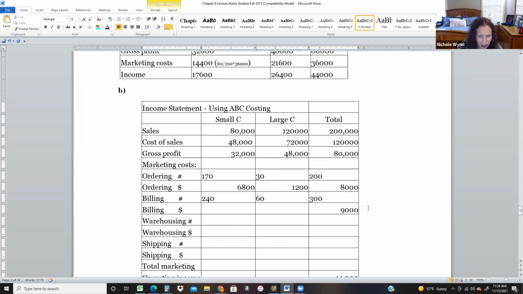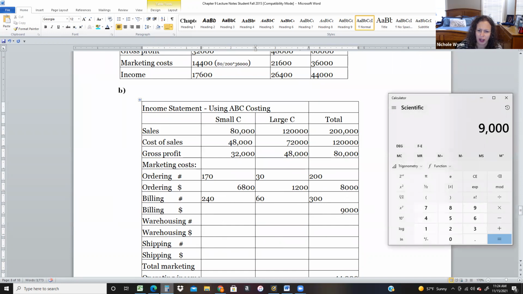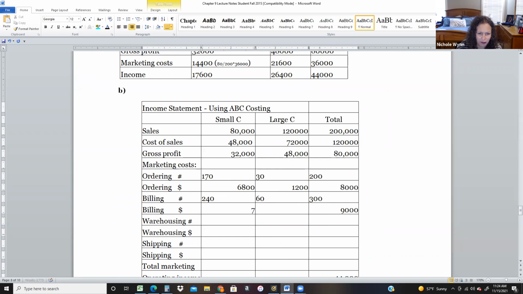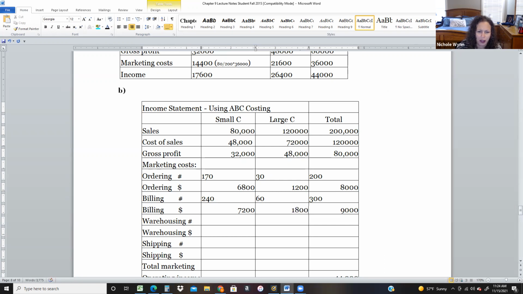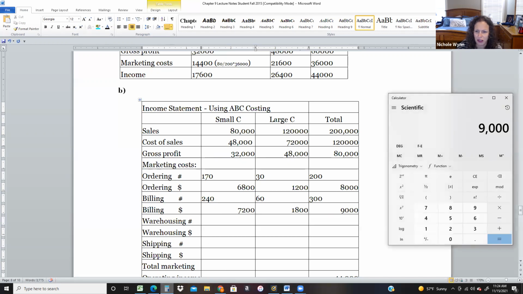If it makes you happier to give yourself a cost per order, you can say each order, $9,000 divided by 300 orders is 30 bucks times 240. So you can put 7,200 here. And 9,000 over 300, it was $30 an order times 60 would be 1,800 here. 7,200 and 1,800 is 9,000. The other way to do it is to just take 9,000 times 240 divided by 300 and 9,000 times 60 divided by 300.